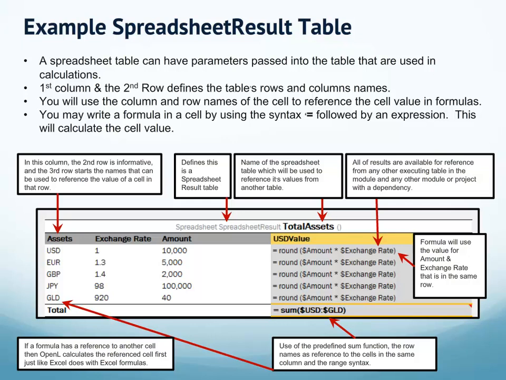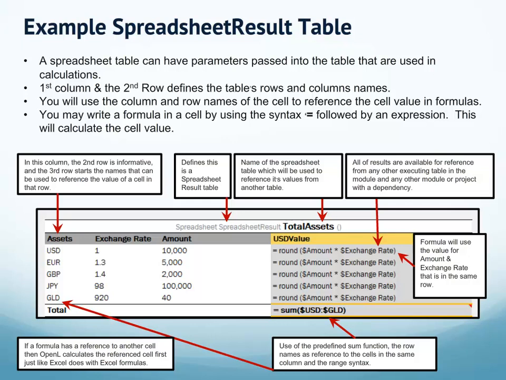So further in this example, OpenL will then go to the next row for the euro asset. It's going to perform the formula that we just talked about, and it's going to take that value, and that will be the value for the euro, and it'll go through the different assets. But then lastly, it's going to get to the last row, which is total, and it's going to perform a different function, the sum function.